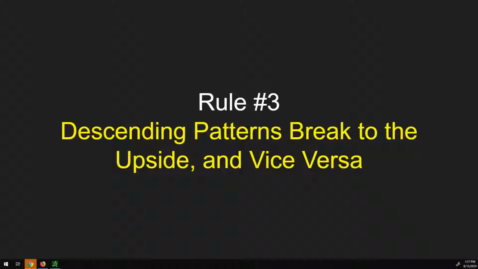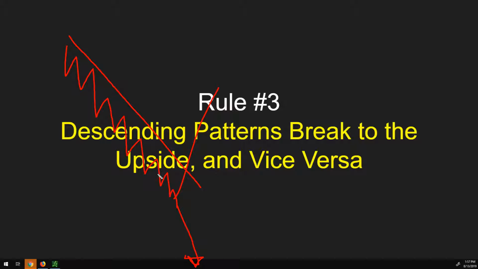Now we get to rule number 3, which is a relatively simple rule. Descending patterns break to the upside and vice versa. So this also means that ascending patterns will break to the downside. This has to happen anytime we have a trend. Unless that asset is going to go all the way to 0, at some point, this descending pattern will break to the upside. What goes down must go up at some point, unless it's going to go to 0.